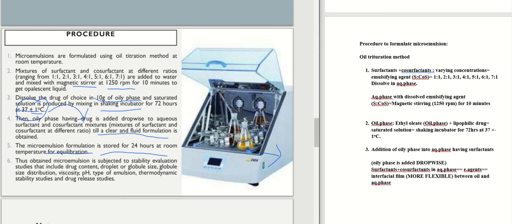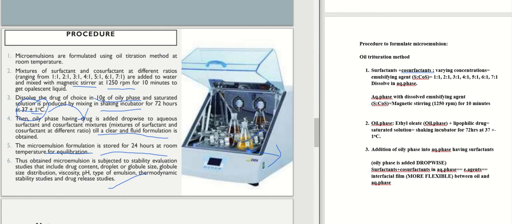Thus obtained microemulsion is actually subjected to evaluation studies like a stability study, for its globule size distribution study, for its viscosity, it should not be too viscous, for its pH, for its type of emulsion.